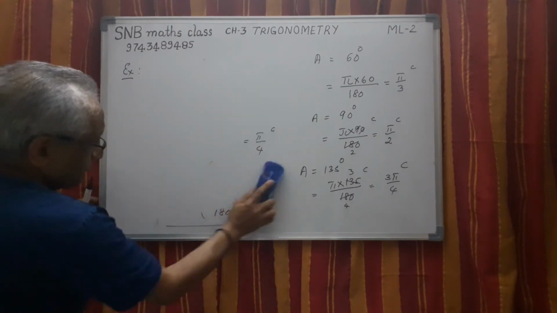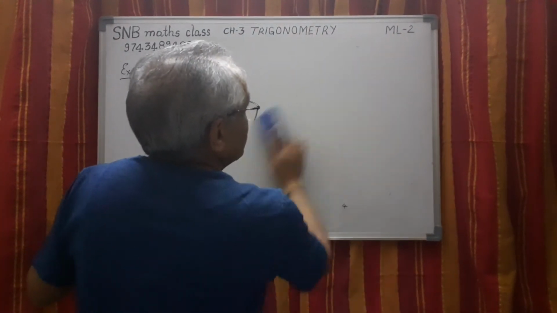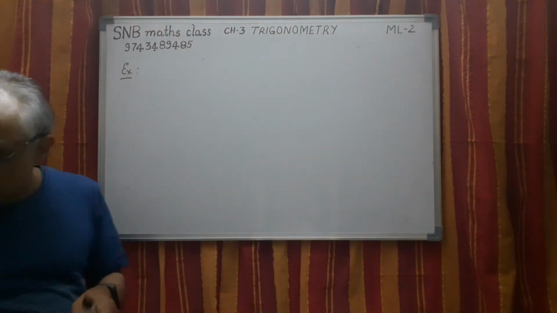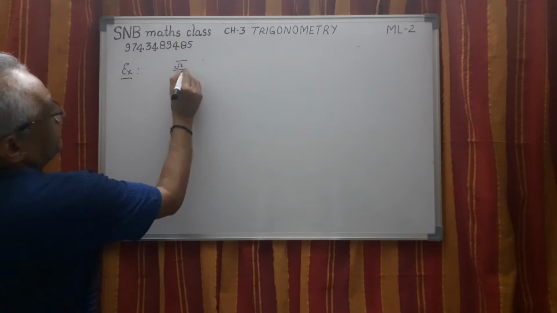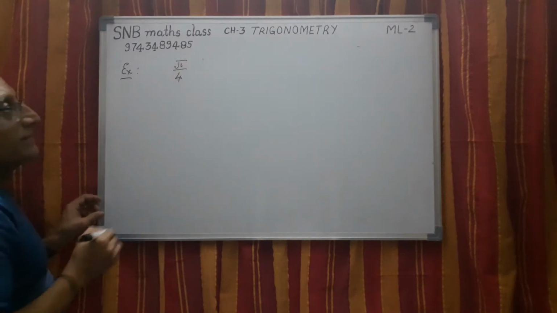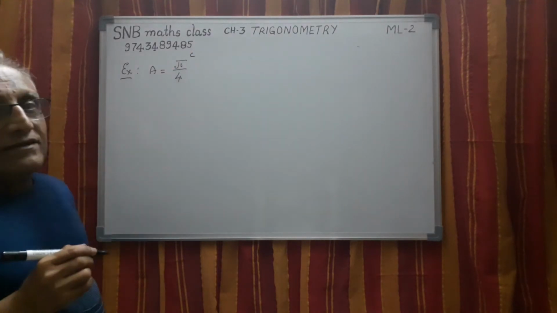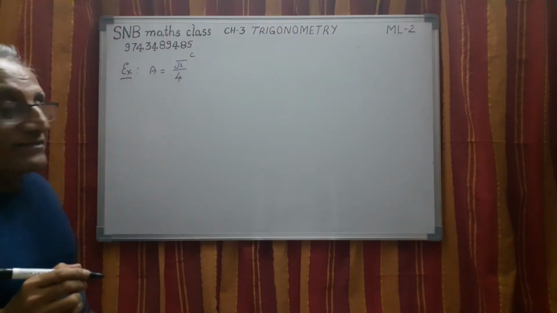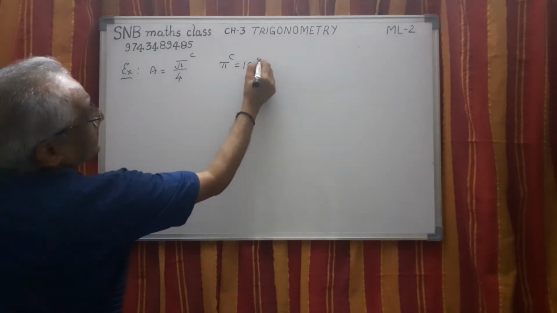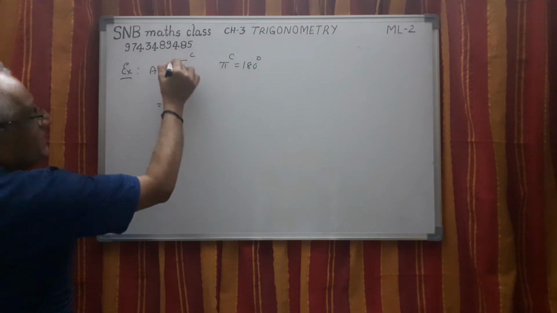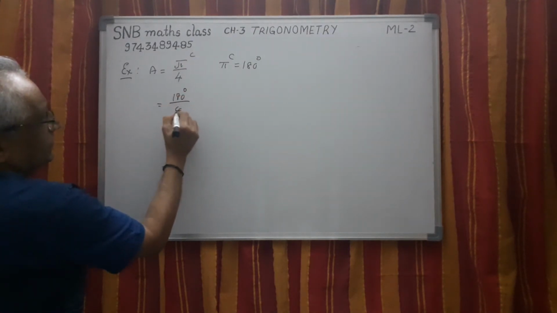Similarly, a radian measure can be converted into degree measure also. Say for example, I have pi by 4. This is A given in radian measure. This is easier than the previous one. We know that pi radian itself is 180 degree. Therefore, what you have to do is just replace pi by 180 degree. So it is 180 degree by 4.